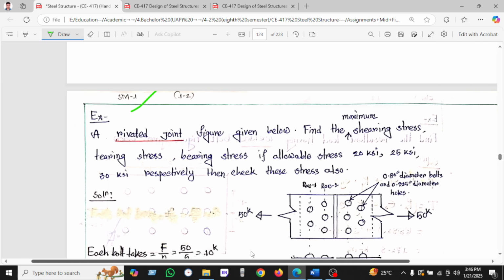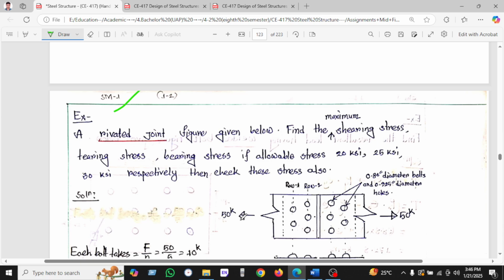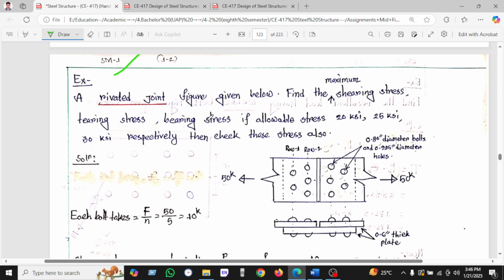So we can see another example. It is taken from books, or it is taken in semester 2 with solid mechanics. This is a rivet joint, so we cannot confine that this is a bolt joint. The rivet joint is given below. Find the maximum shear stress, tearing stress and bearing stress, with allowable stresses of 20, 25 and 35 respectively.